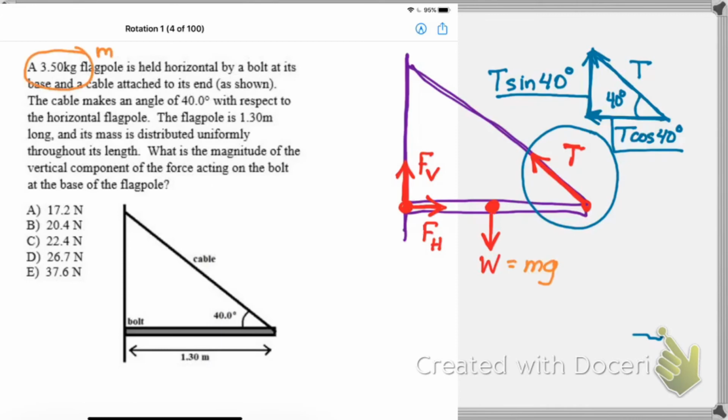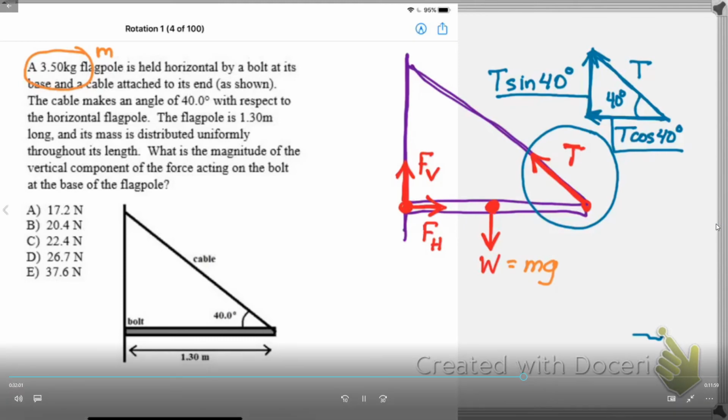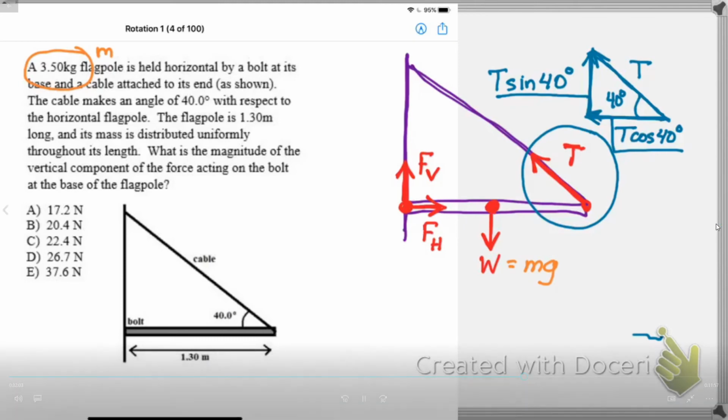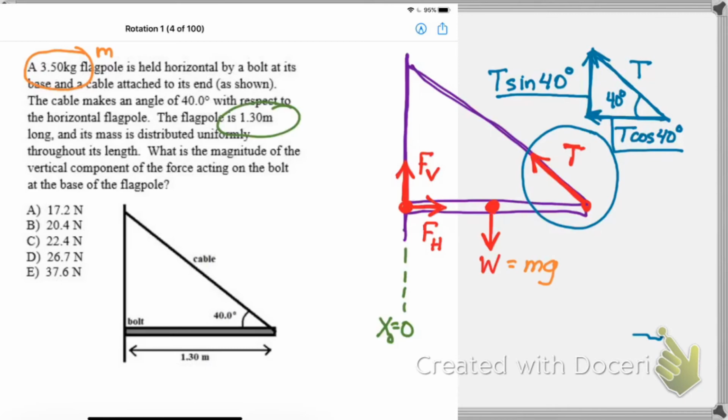By the way, weight equals mg. I think you probably know that, but it's always something important to keep in mind. We know the mass, by the way. It's 3.5 kilograms. It's already in kilograms, which is nice. We have some distances. I'm going to choose 0 to be at the wall, where the bolt is. You can choose 0 to be anywhere, remember? You always get to choose 0 to be anywhere you like. I'm going to choose it to be over there. The flagpole's 1.3 meters long, so that means the end. And the weight, I said, was at the middle, is halfway. So that's going to be halfway along, 0.65 meters.